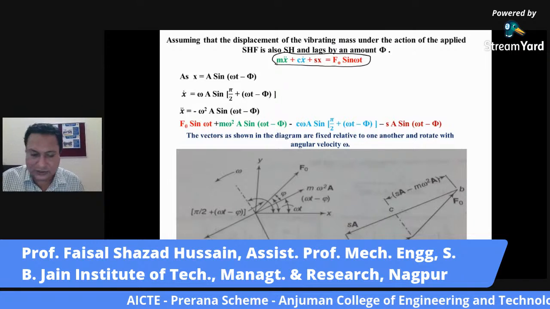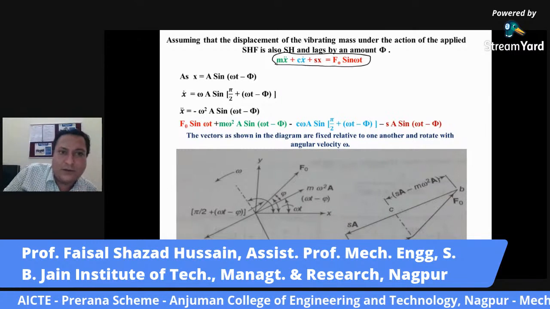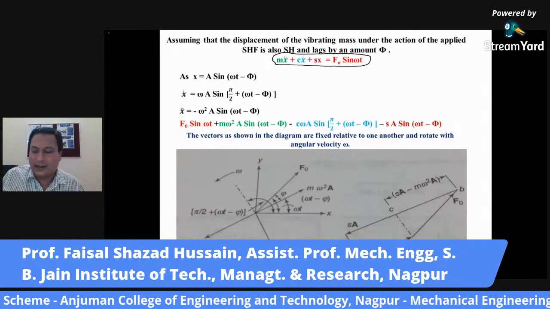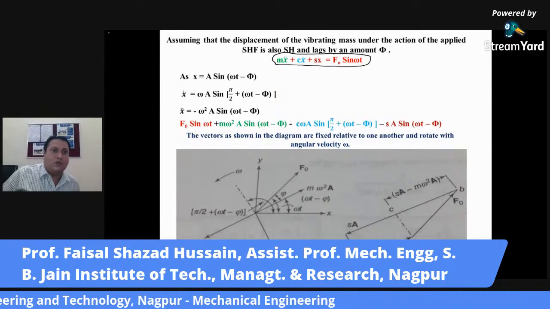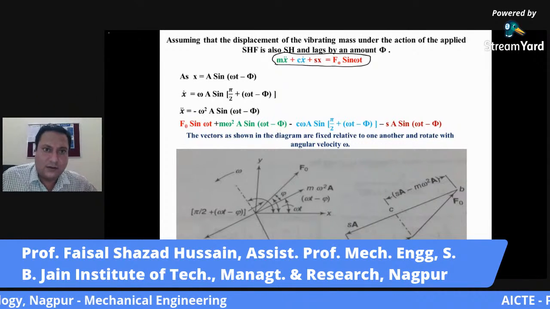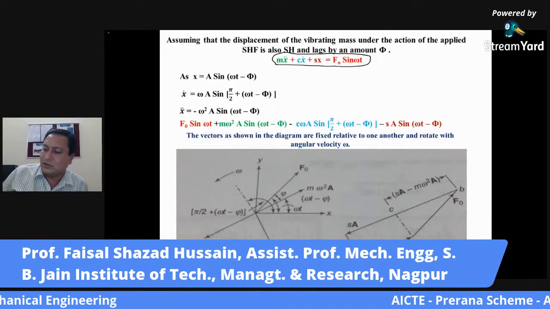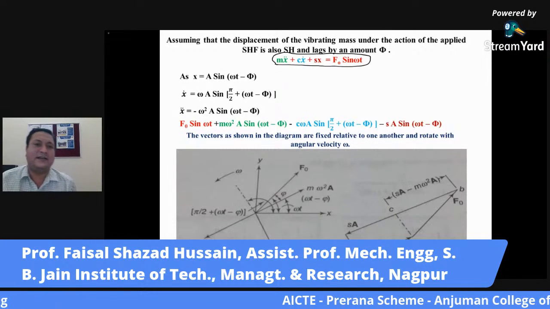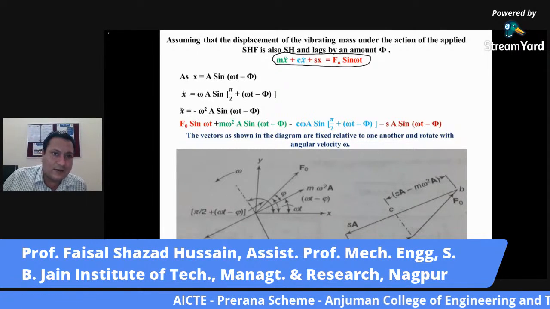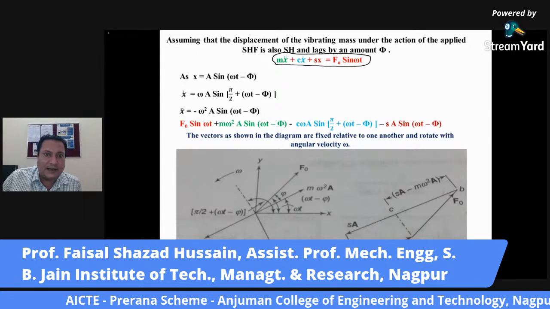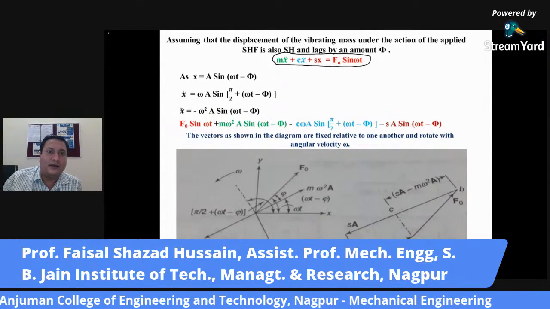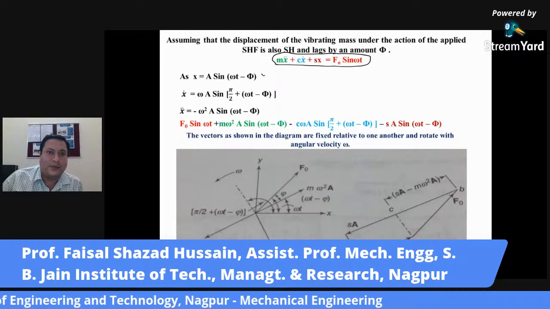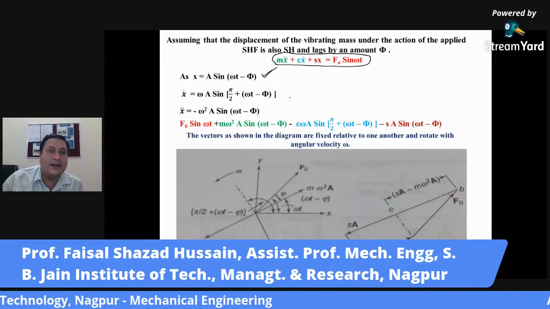Here, if we find the displacement with respect to simple harmonic motion, we know that x equal to A sine omega t minus phi, because of phase lag. If there is no phase lag, it is A sine omega t. So as there will be a phase lag, the displacement will be A sine omega t minus phi.